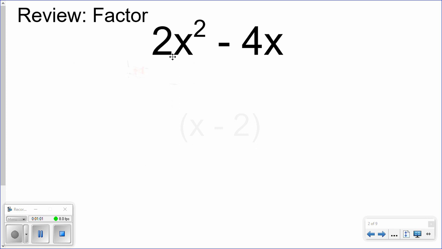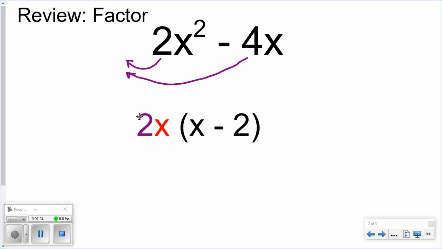The very first thing, when we want to factor out a GCF, is to see what the two terms have in common. That means you have to look at both the numbers and the variables. The numbers are 2 and negative 4. What can I divide both 2 and negative 4 by? I can divide them both by 2. Oops, I didn't mean to show you the whole answer, but hey, now you got it.